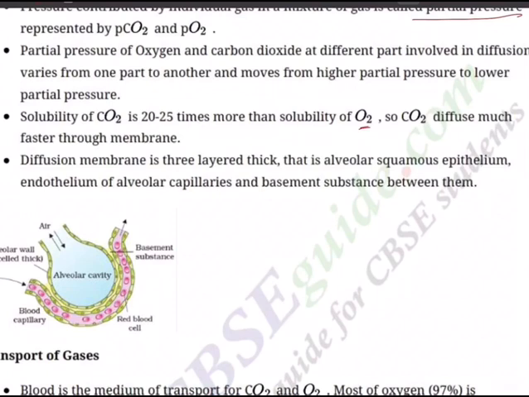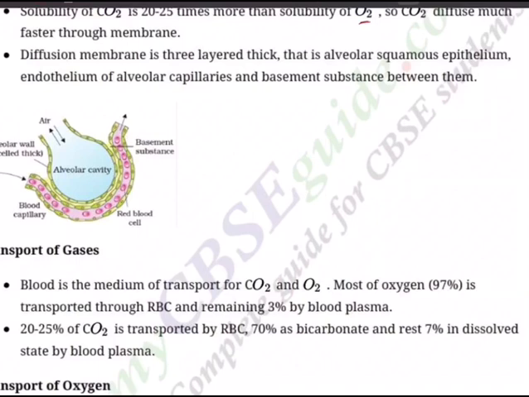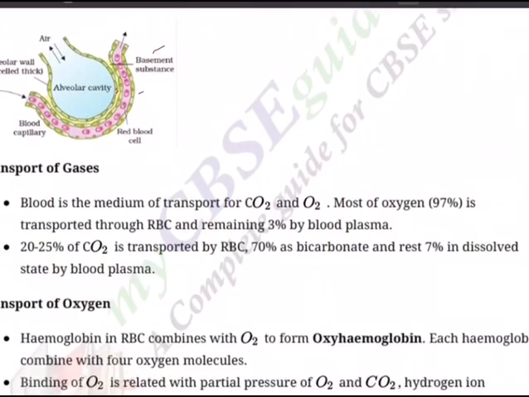The diffusion membrane is 3-layered and thin, that is alveolar squamous epithelium, endothelium of alveolar capillaries, and basement membrane in between them. Okay, as you are seeing in the diagram, you can see 3 layers. This is the basement membrane and outer membrane and inner membrane. So alveolar cavity, alveolar wall which is one cell thick, and blood capillaries supplying blood.